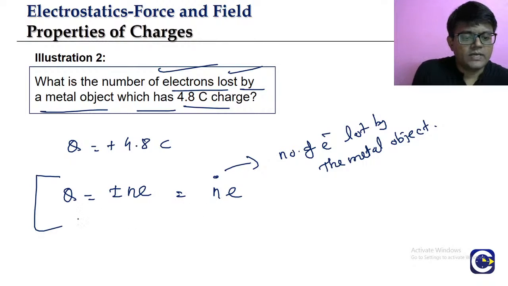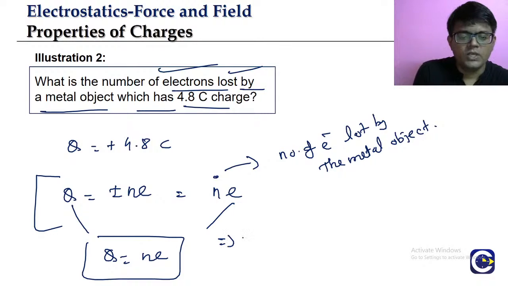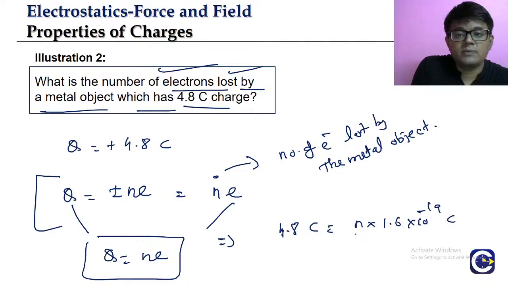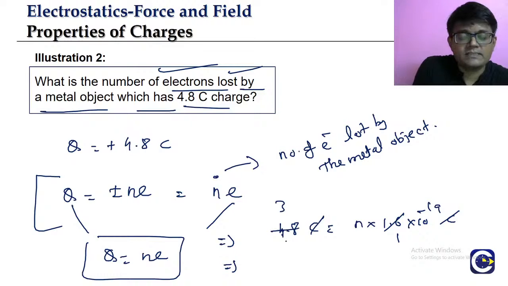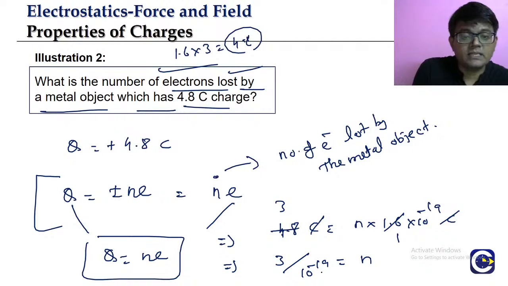So what we are going to do? q is equal to n into e is the equation. இதுல அந்த வேல்யூ சப்ஸ்டிட்யூட் பண்ணனும். q is 4.8 coulombs, is equal to n into e, the basic charge value 1.6 into 10 power minus 19 coulombs. Coulomb cancels. 1.6 into 3 is 4.8. Now the 10 power minus 19 comes to the denominator: n. When we take it to the numerator it becomes 10 power plus 19. So the answer is 3 into 10 power 19.